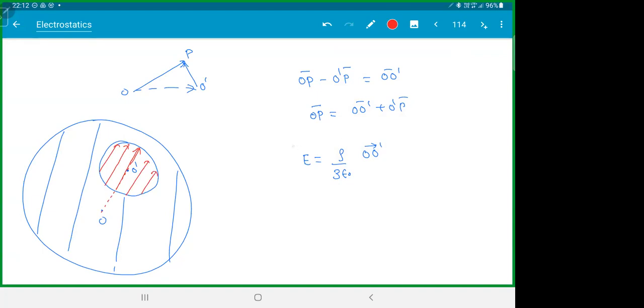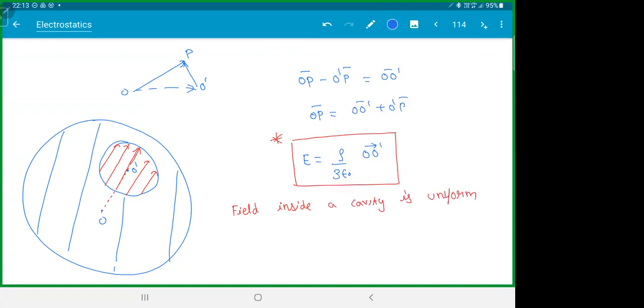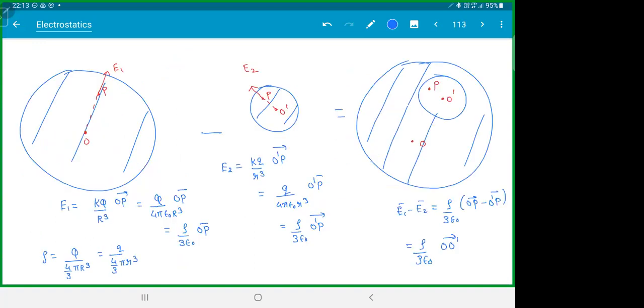So this was a question they asked in the exam. The field inside a cavity is what? The field inside a cavity is uniform, means it is constant. It's a uniform field. Magnitude and direction both are the same. Result is important. Do have a look at the steps.